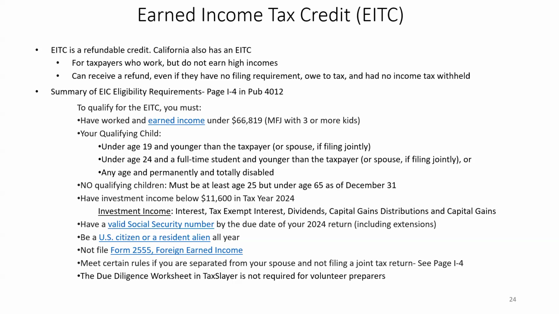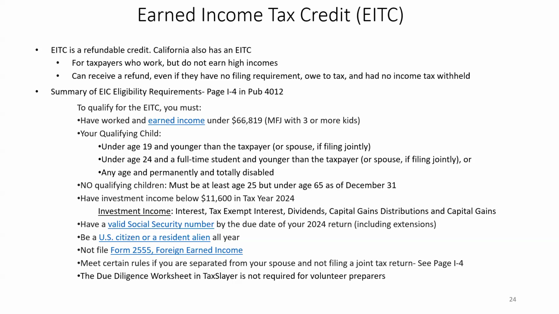Okay, back to the EITC again. We have earned income, and if you have children, then your credit's going to be larger. And as it says on the screen, if your kids are under 19, or if they're going to school full time, then they have to be under 24. Or if you have someone who is permanently and totally disabled, then it could be an adult.